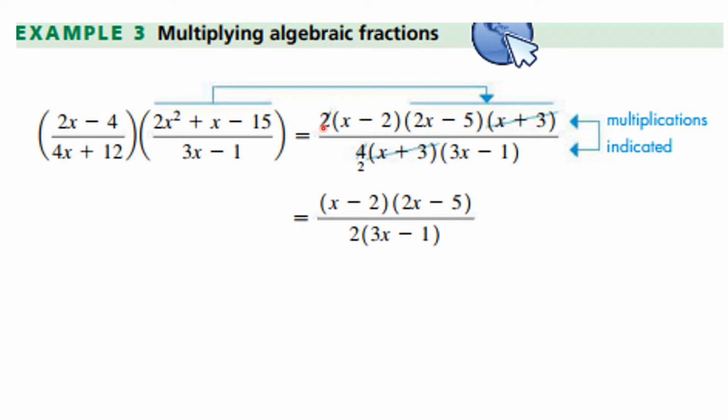Now we see that this 2 goes into 2 once, 2 goes into 4 twice, so we have a 2 down here. And we see this x plus 3 will cancel with that x plus 3. So the final answer is x minus 2 times 2x minus 5 divided by 2 times the whole of 3x minus 1.